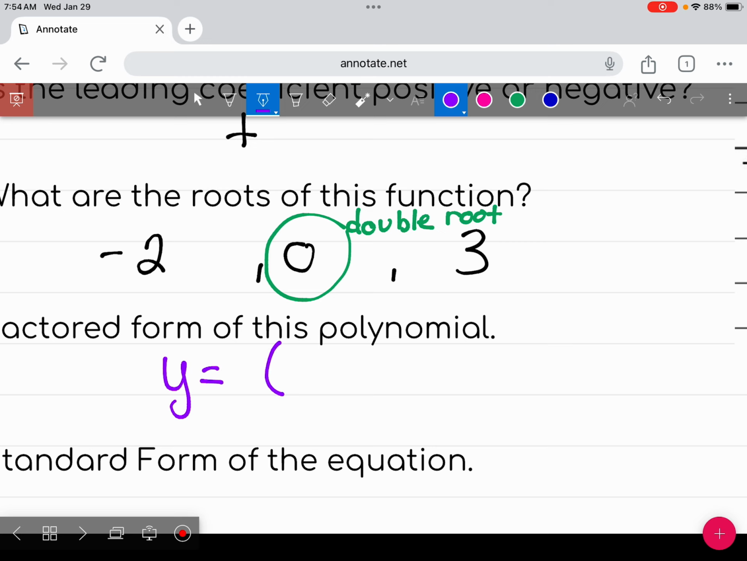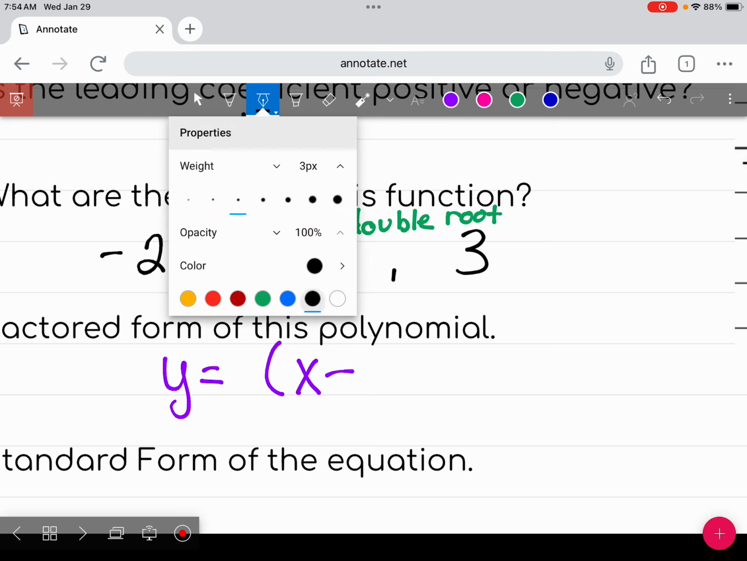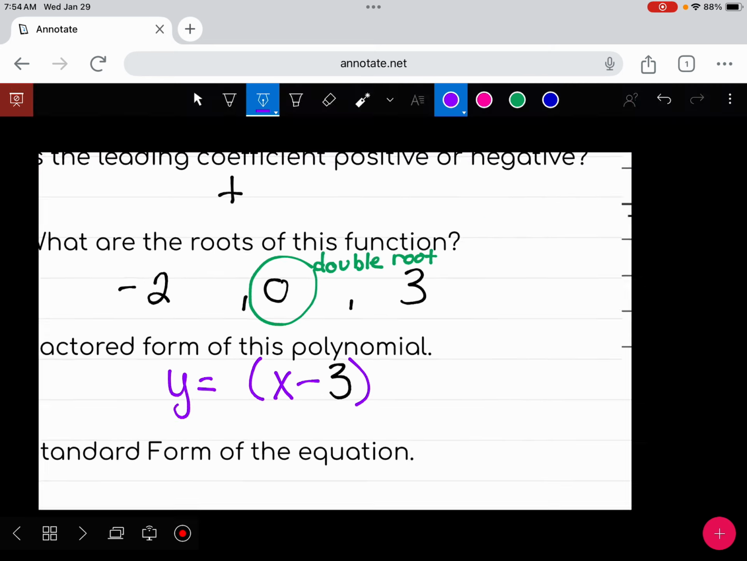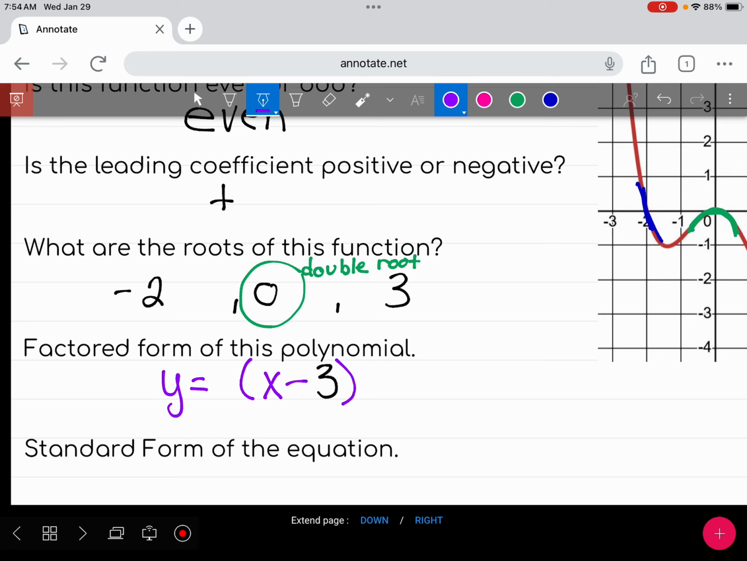positive leading coefficient, so a positive 1's fine. We're going to take our x minus our roots. So I'm going to do my two regular ones first. I'm going to have my x minus that 3. Just because I tend to put the positive ones first just so that we see what's happening with the x minus part. If you want to do it the same order you wrote them, totally fine. It does not matter what order your factors are in. I just tend to do my positives, my negatives, and the weird ones at the end.